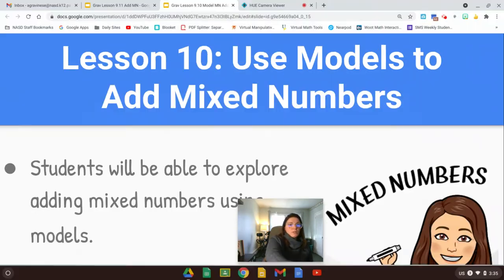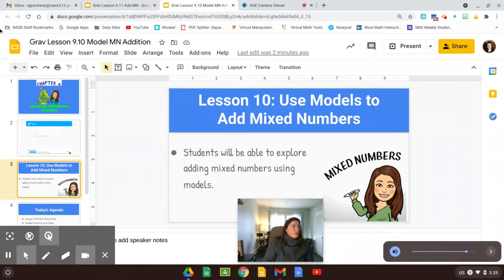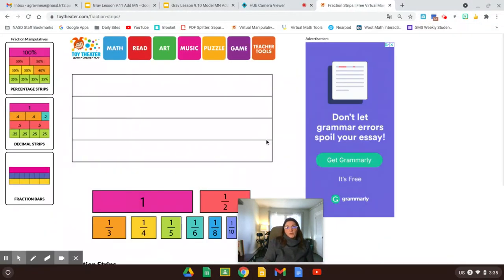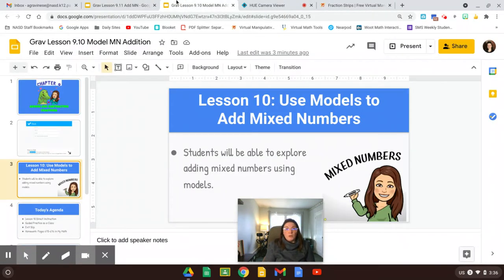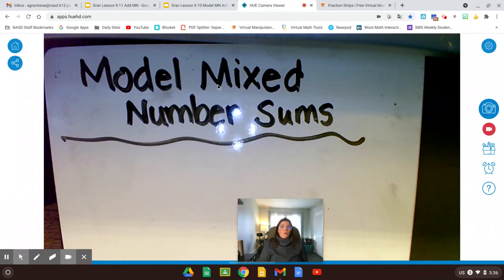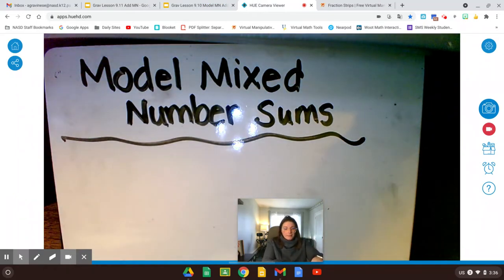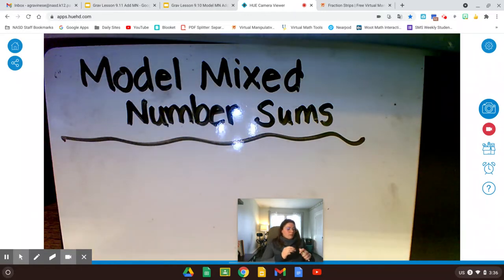All right, if you use the fraction strips from Toy Theater that I've linked many times during class, feel free to have that out and open to learn and practice this skill as well. All right, so modeling mixed number sums. We're going to focus right now on adding and modeling mixed number sums.